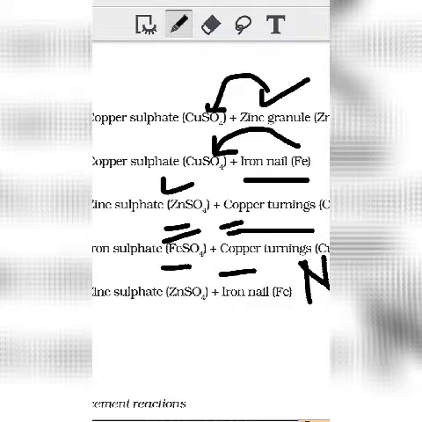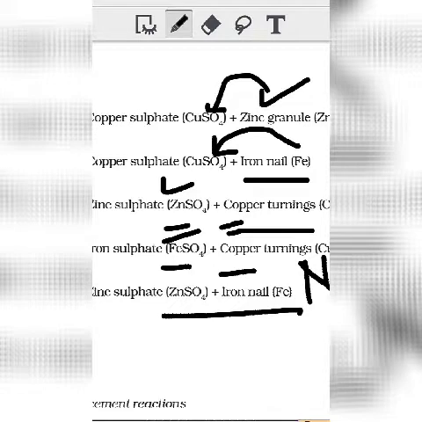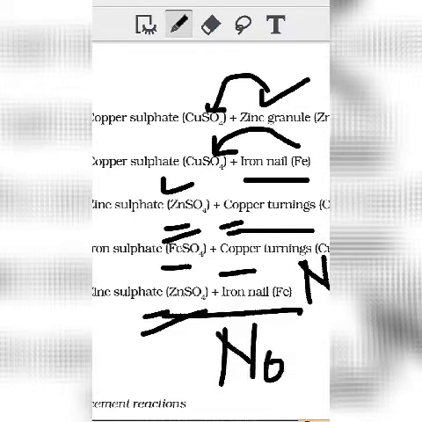The last one is ZnSO4 plus Fe. What will happen when zinc sulfate and iron are reacted? Who is more reactive, iron or zinc? We know zinc is more reactive, so iron is less reactive. So again in this case, the equation will not form and the reaction will not take place.